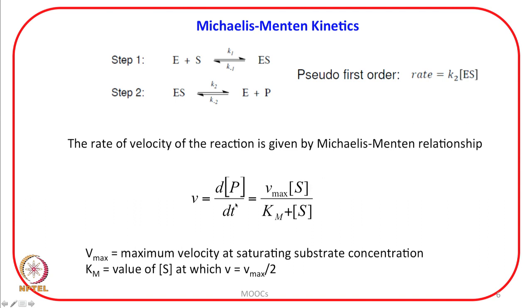The rate, which is dP by dt, is Vmax into concentration of S over Km plus S, where Vmax I am writing as the product of K2 into total enzyme concentration. Why is this called Vmax? Because the value is maximum when the substrate is very, very large. At that time, Km can be ignored and S will cancel and V will be equal to Vmax. Vmax is the maximum velocity at saturating substrate concentration. Km is the value of S at which V is equal to Vmax by 2. This you can judge by doing some little mathematics over here.